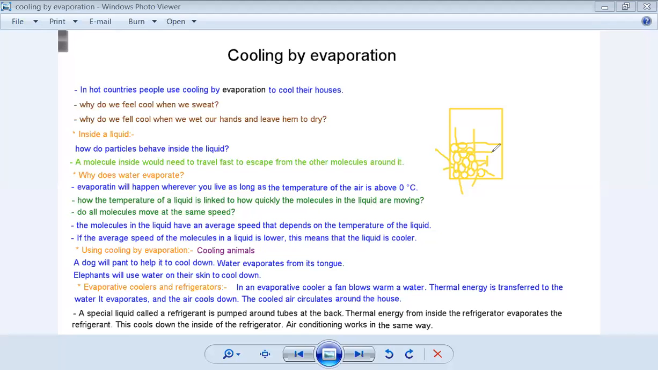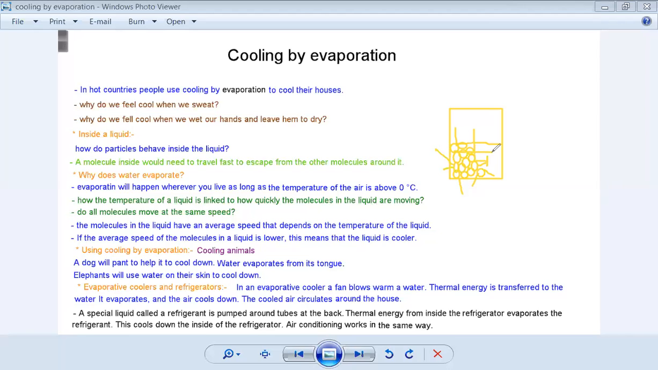So how is the temperature of a liquid linked to how quickly the molecules in the liquid are moving? We all know that if we start to heat a cup of water or a water pan, the water will evaporate, and it will evaporate quickly, right? It will boil and evaporate quickly, more than if we put it in a warm place. Okay, what's the reason here? What's the link between the temperature and the movement of the particles or the molecules?